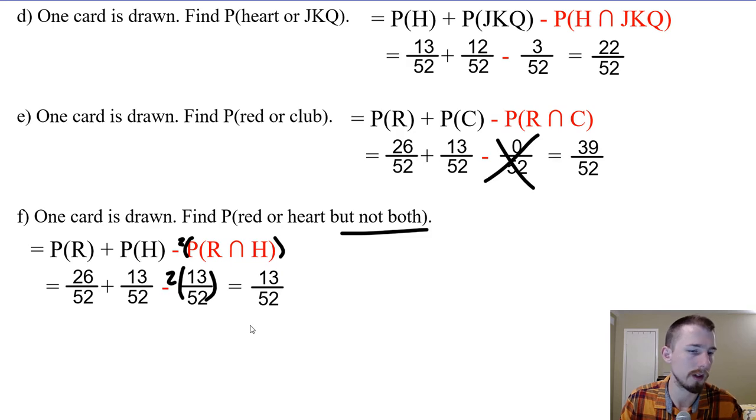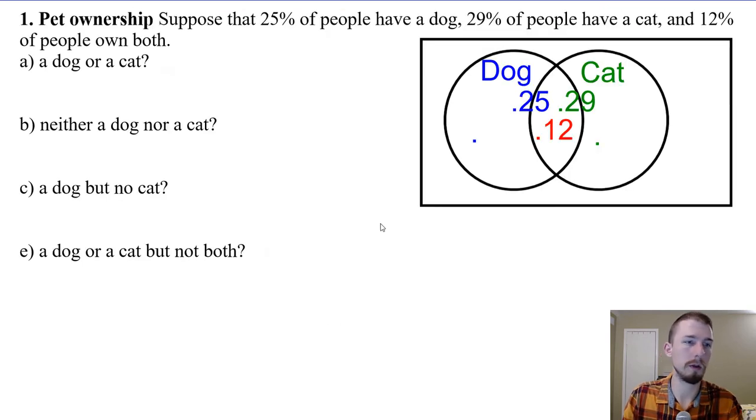So we're really just interested in the diamonds, which is 1/4. So it actually is working itself out. All right, number 1, pet ownership. So this one is in the back of the book because it is numbered 1. Suppose 25% of people have a dog, 29% have a cat, 12% have both.